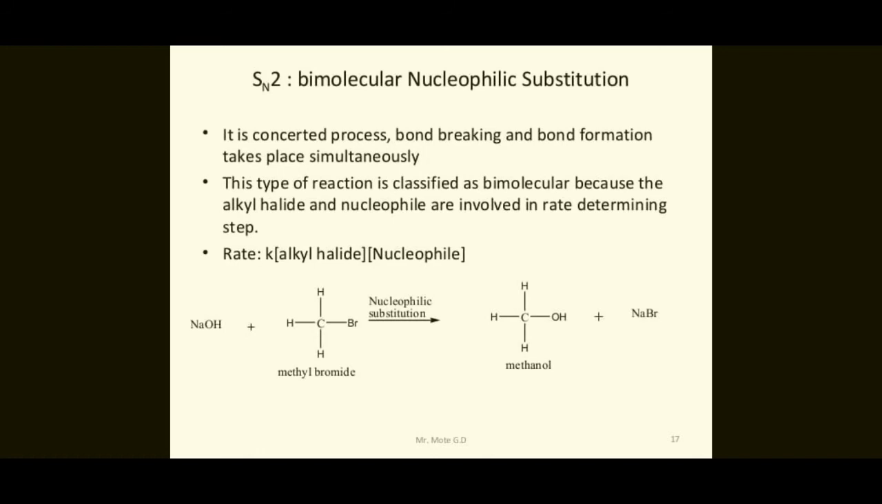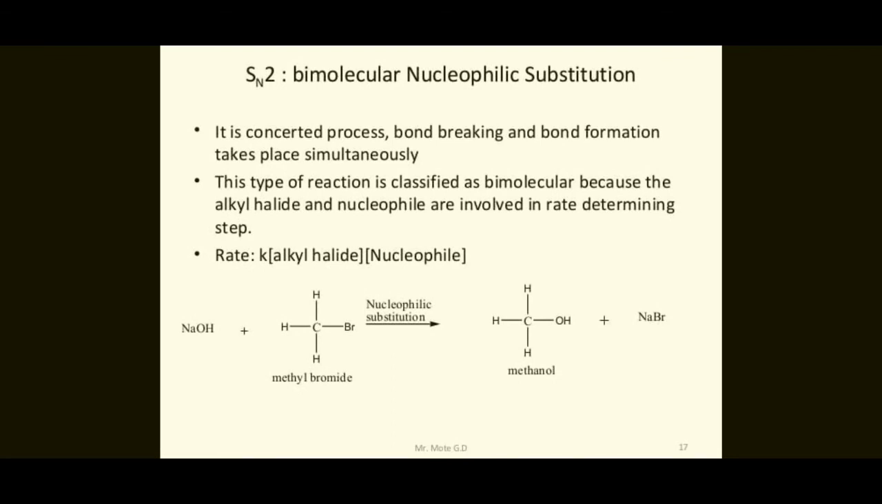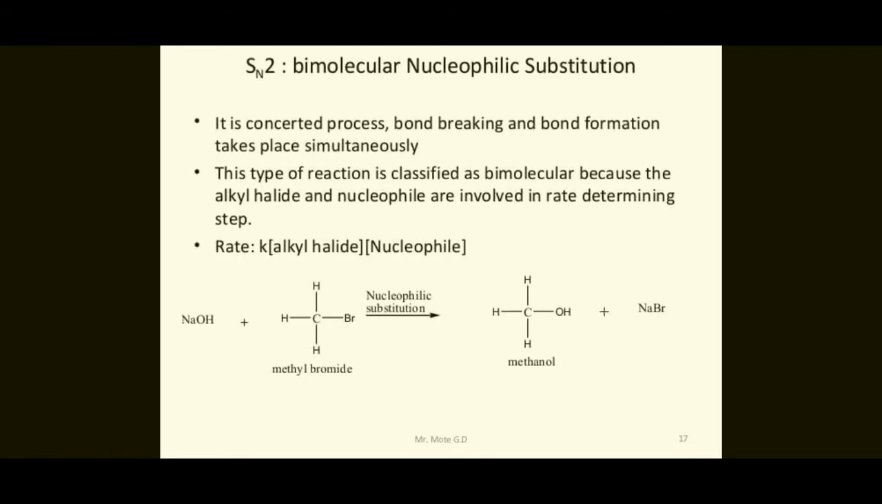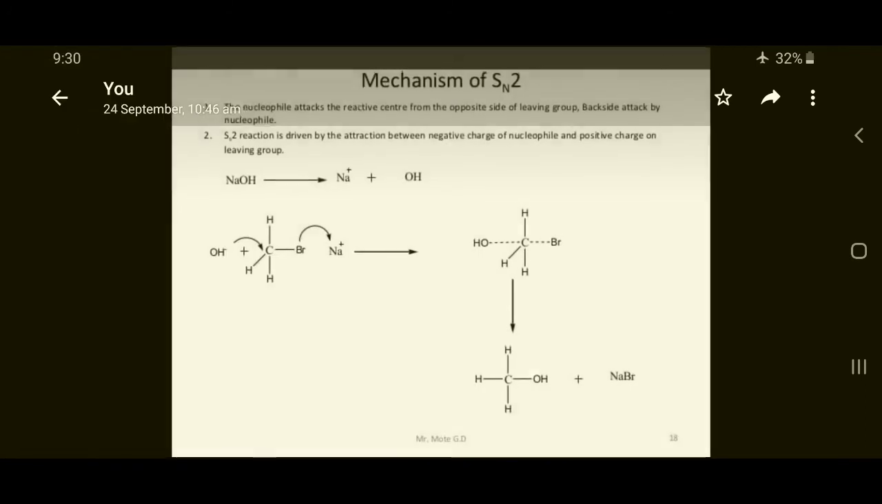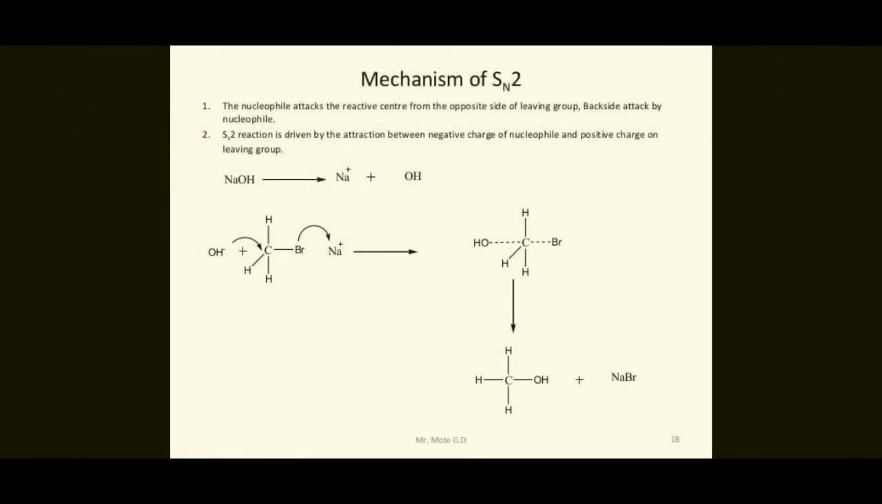Next is the SN2 reaction, the bimolecular nucleophilic substitution reaction. It is a concerted process. Bond breaking and bond formation take place smoothly, at the same time. This type of reaction is classified as bimolecular because the alkyl halide and the nucleophile are both involved in the rate determining step. So rate is equal to K [alkyl halide][nucleophile]. For example, NaOH reacts with methyl bromide, with backside attack of the nucleophile, giving methanol plus NaBr.